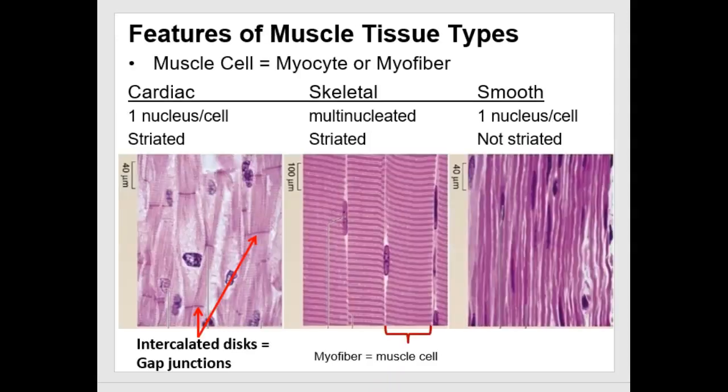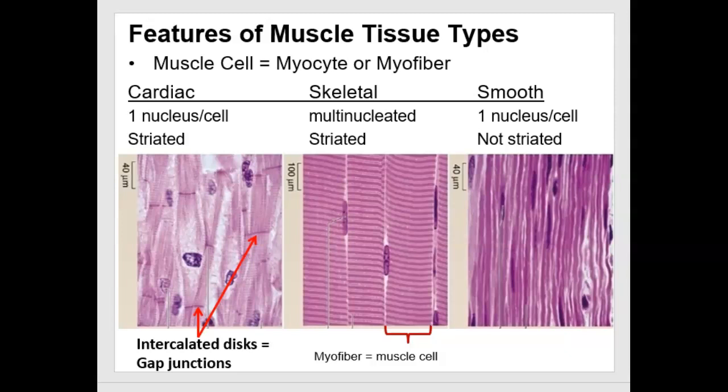Here are pictures of the three different types of muscle tissues, and I'd like to look at the features of them briefly. We'll do some of this in lab as well. So in all cases, that is cardiac muscle tissue, skeletal muscle tissue, and smooth muscle tissue, the cells are called myocytes or myofibers. You could also just say muscle cell.